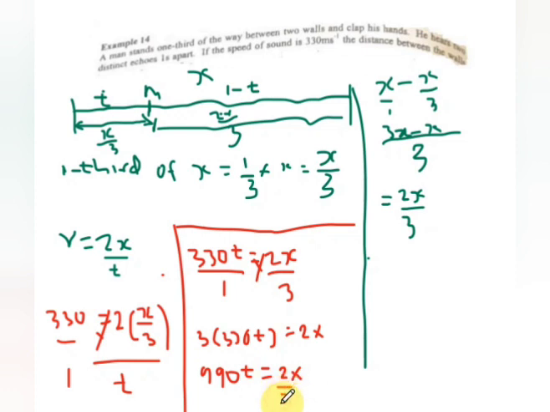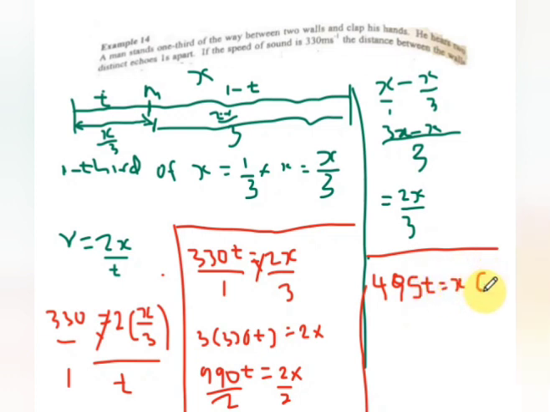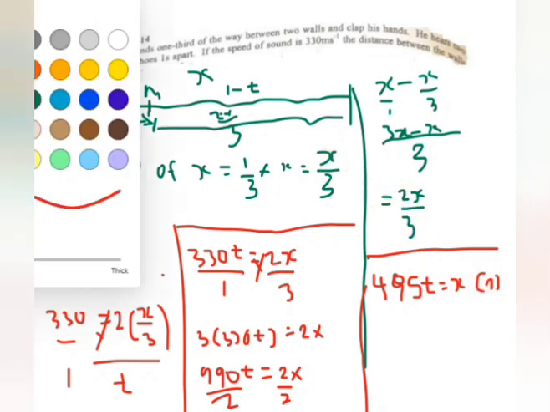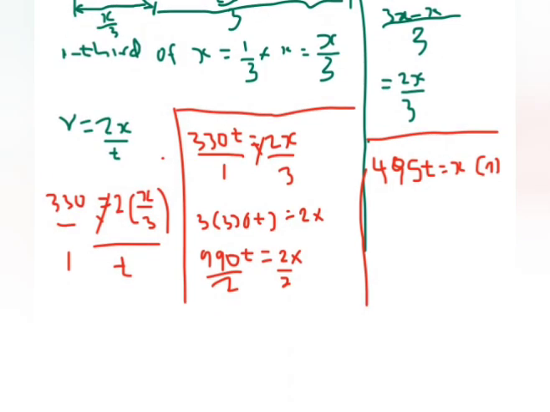Now divide both sides by 2, then x is equal to 495t. So let's call this equation 1. Now let's look at when the distance from the man to the wall is 2x over 3.